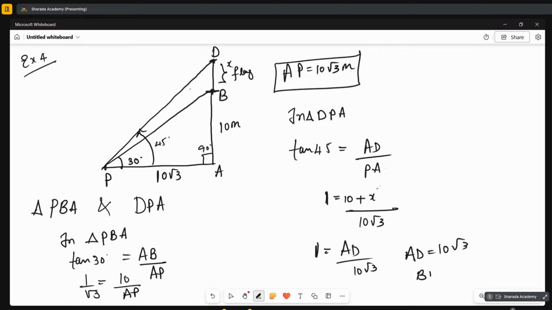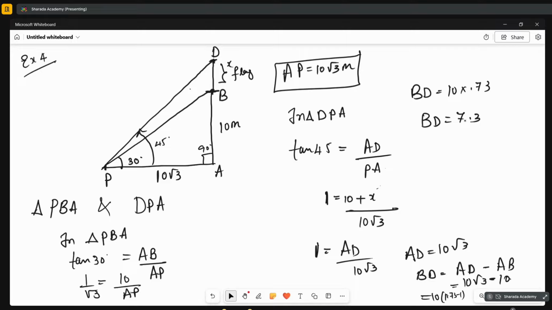Now BD, what is BD equal to? AD minus AB. AD is 10 root 3 minus AB, which is 10. So how much you will get here? 10 into root 3 minus 1, that is 1.73 minus 1, so BD is equal to 10 into 0.73, that is BD is equal to 7.3. That's it.